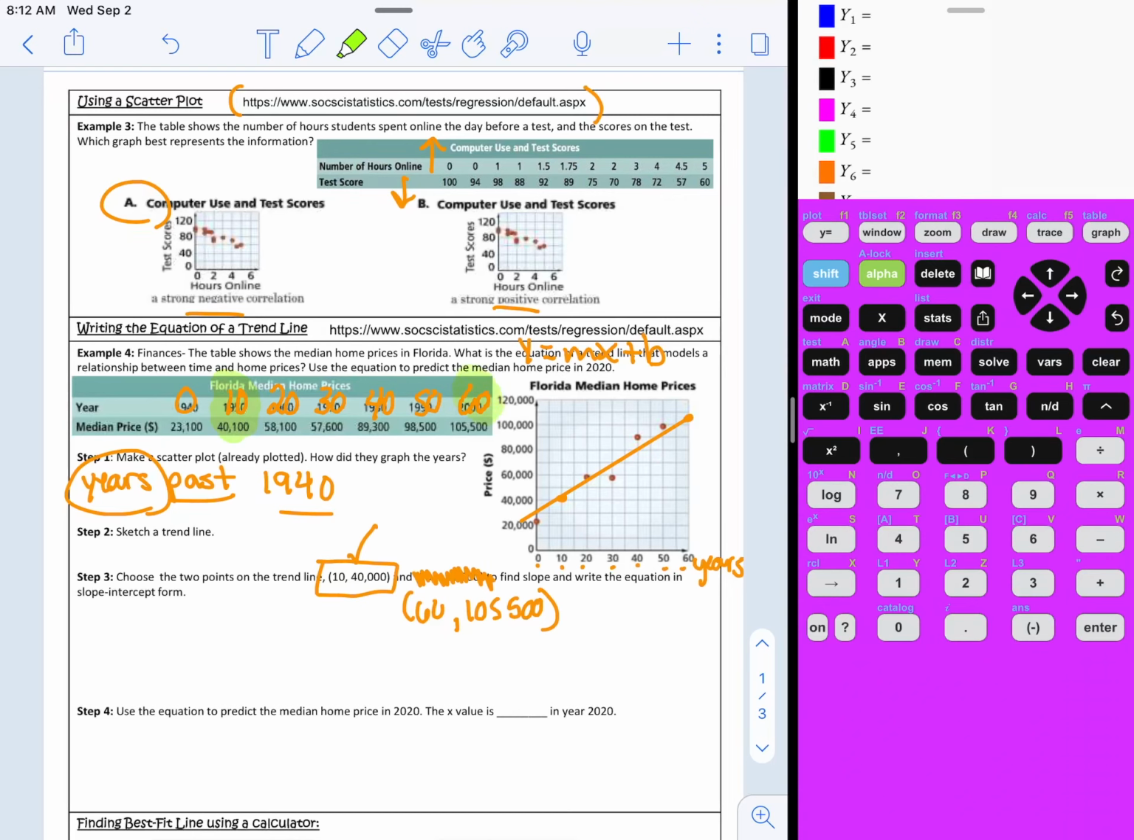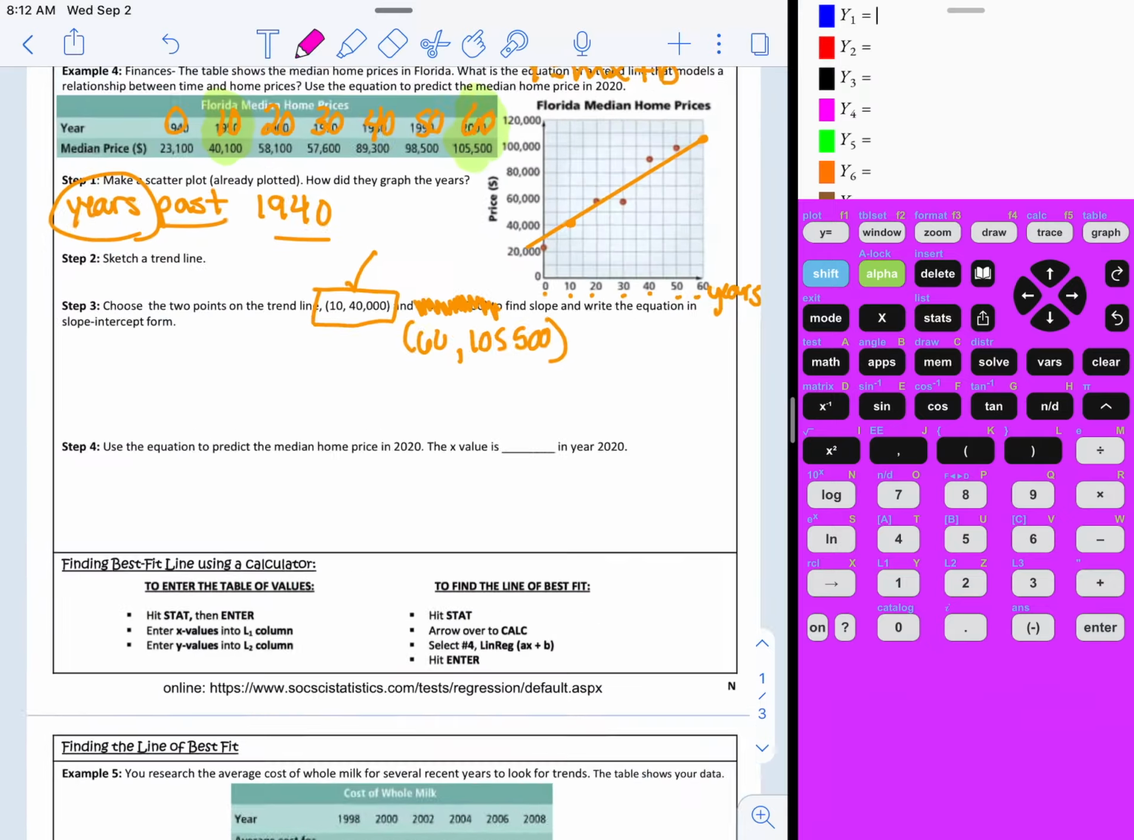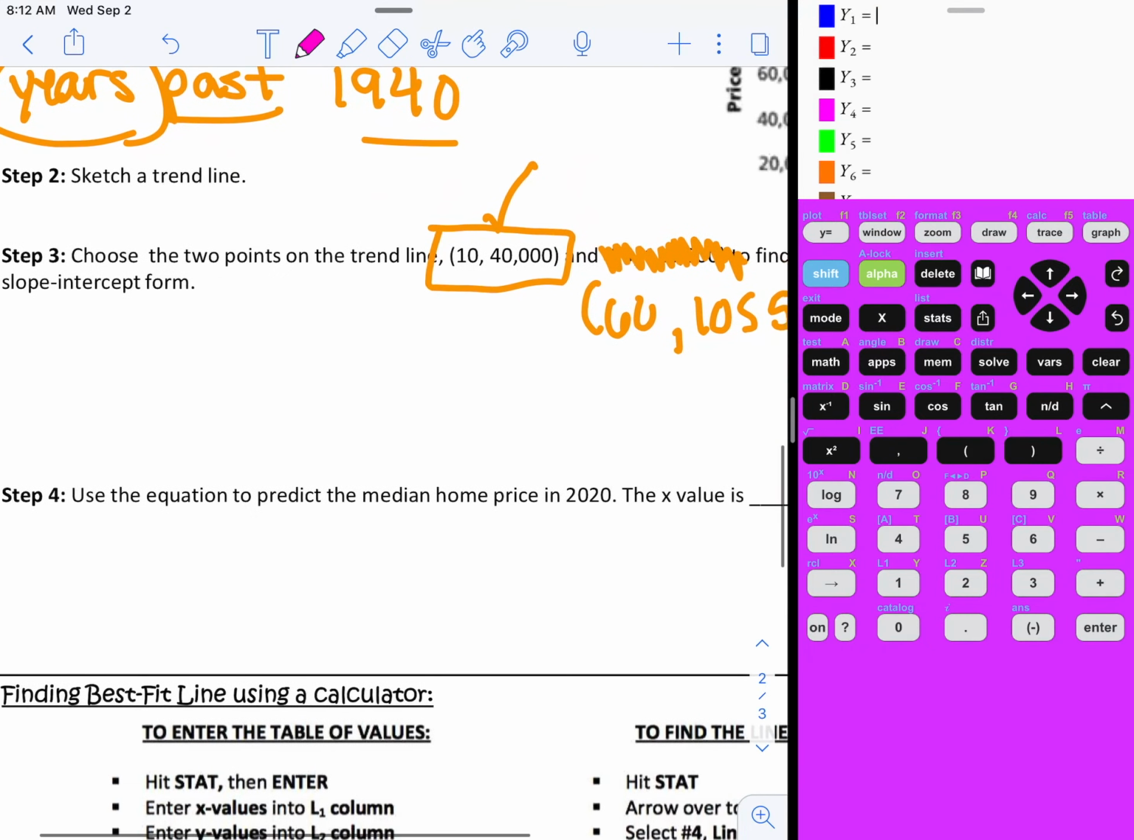And it came from here. Okay, so those are the 2 points I used. Write an equation in slope-intercept form. Well, this is where your 2-4 skills come into play. Let's go ahead and write our equation in slope-intercept form using those 2 points.